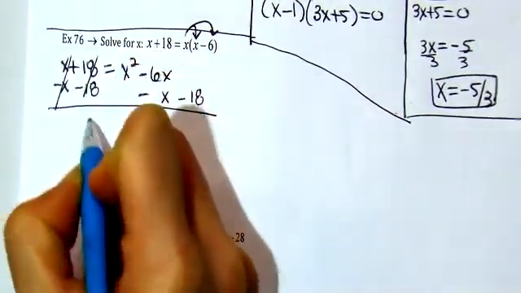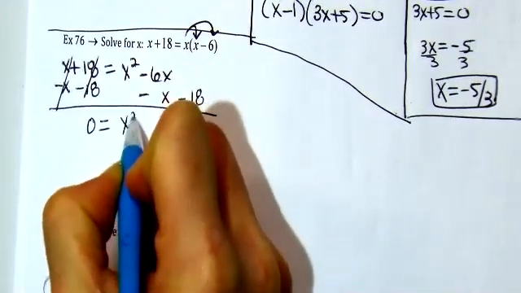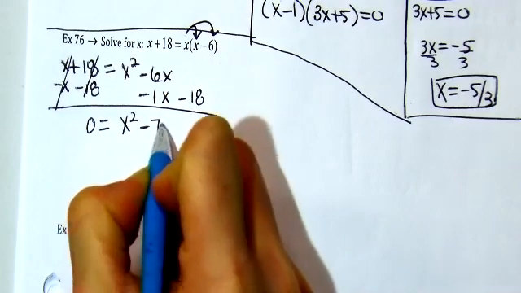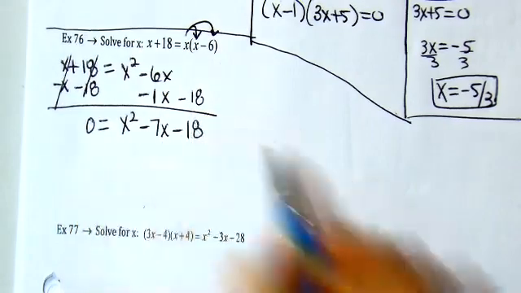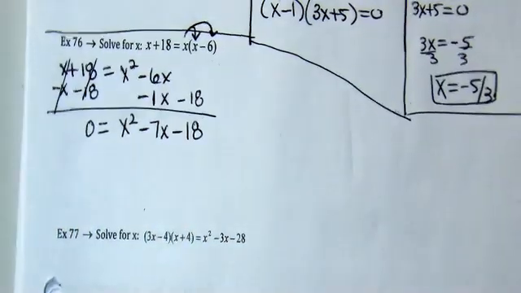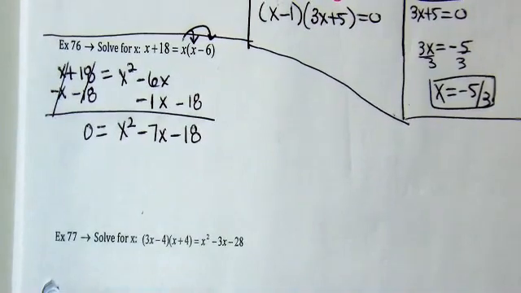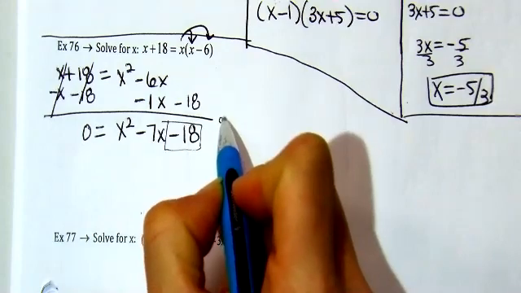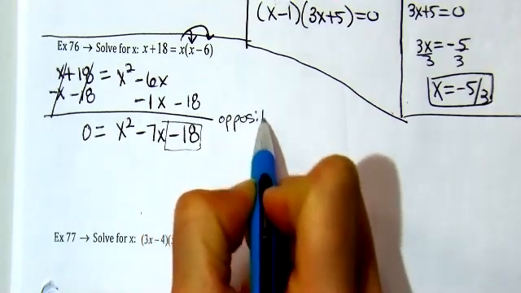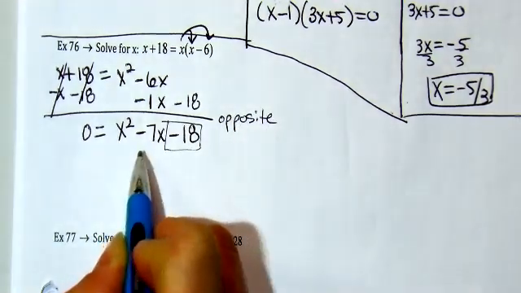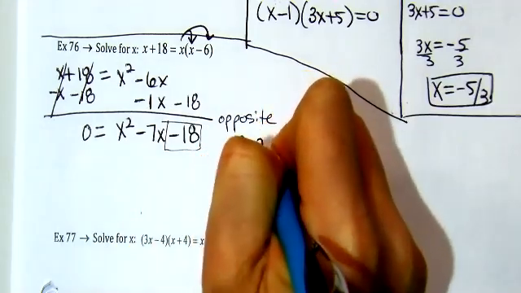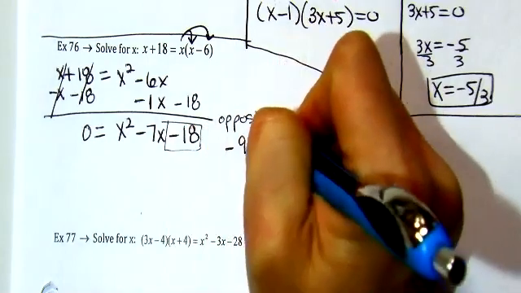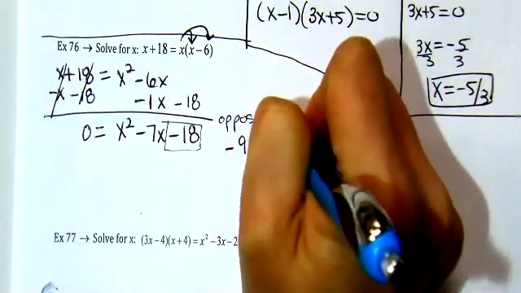So that will zero out. So we have x squared. A negative 6 and a negative 1 make a negative 7x minus 18. Once everything's on the same side, then you can move on and factor. Since my last term is negative, I know I'm using opposite signs to make the middle term. So if I take 9 times 2, that makes 18. And if the 9 is negative and the 2 is positive, that gives you a negative 7.